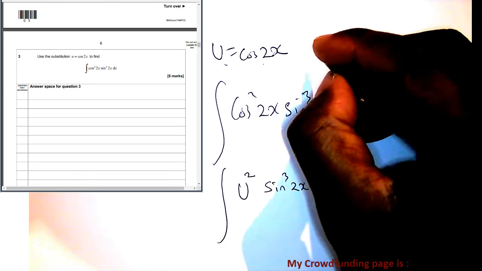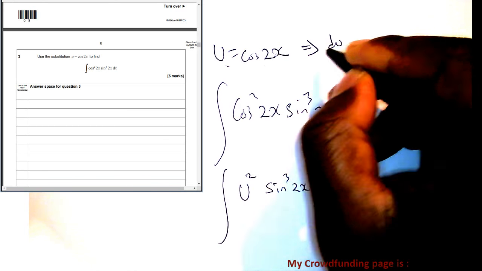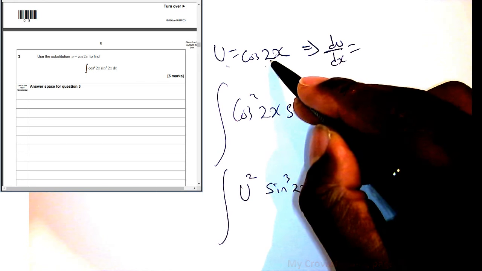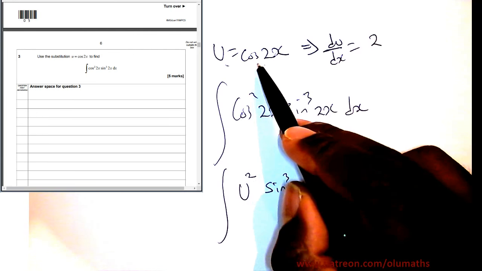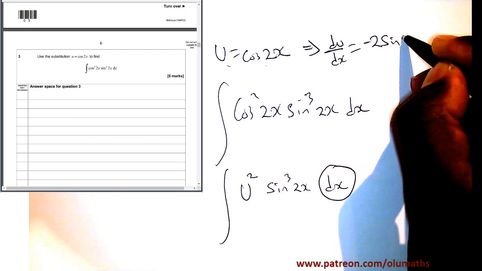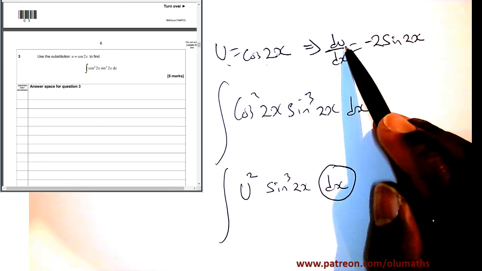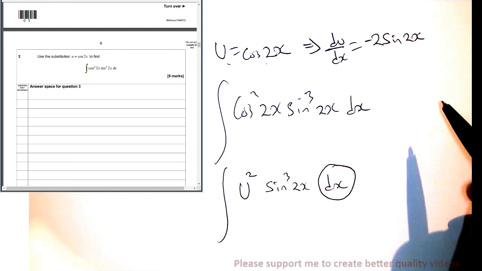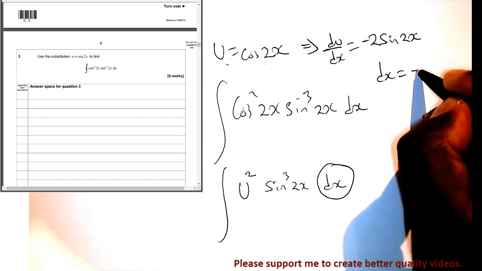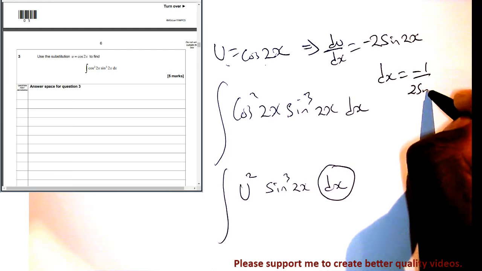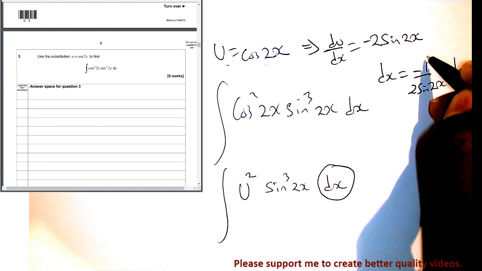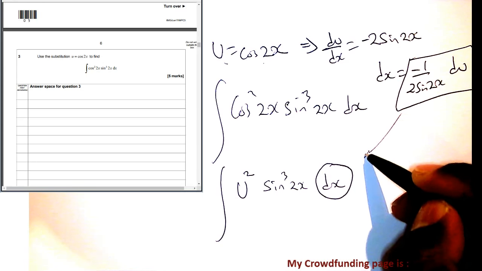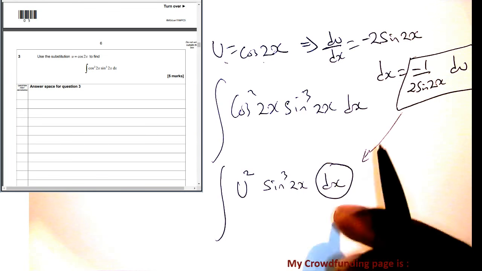So let's look at this critically. If u is cos 2x, what's du over dx? Using chain rule, that is 2, and then the derivative of cos is negative sine, so negative sine 2x. So if du over dx is negative 2 sine 2x, try to make dx the subject, and you would have dx equals negative 1 over 2 sine 2x du. And that is what will end up replacing the dx, because we don't want to have dx here, we want to have it as du.